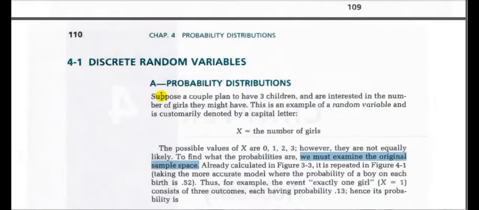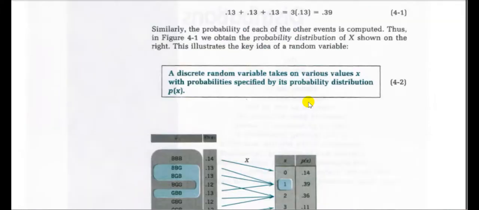So, what do we mean by the original sample space? If we're planning to have 3 children, we think about the sequence of boys and girls. So you could have boy, boy, boy, you could have boy, boy, girl, and so on. That's the original sample space. And in chapter 3 it was already calculated in figure 3.3, and it's repeated in 4.1. So let's take a look at that.